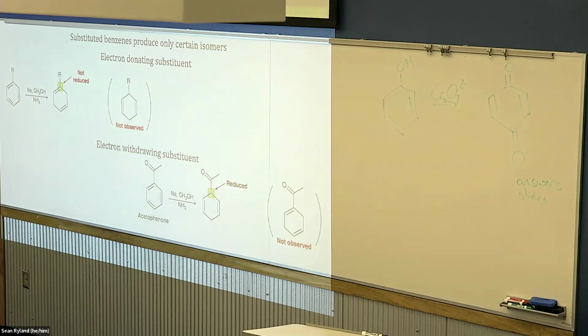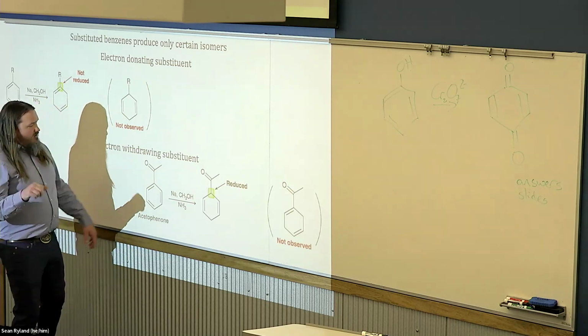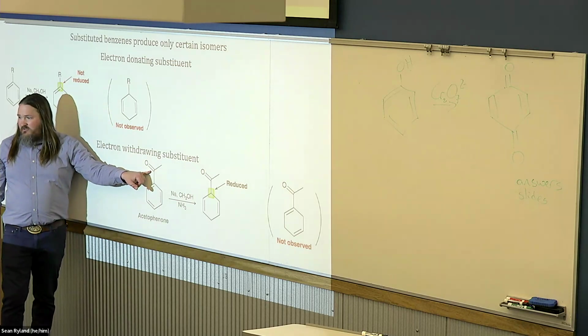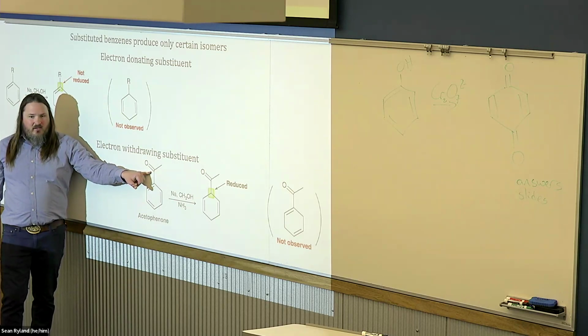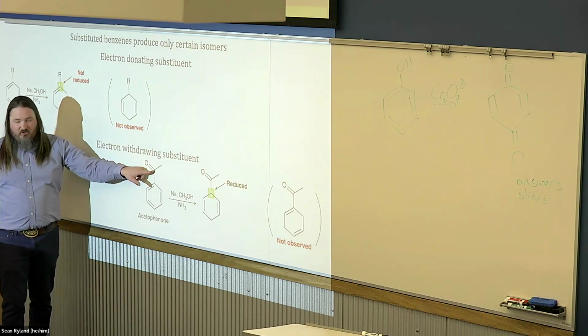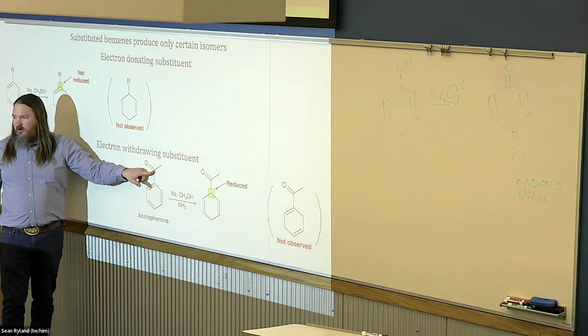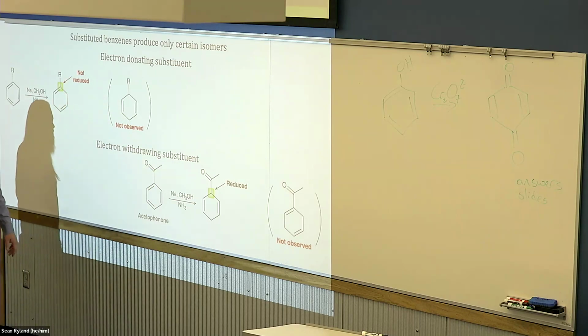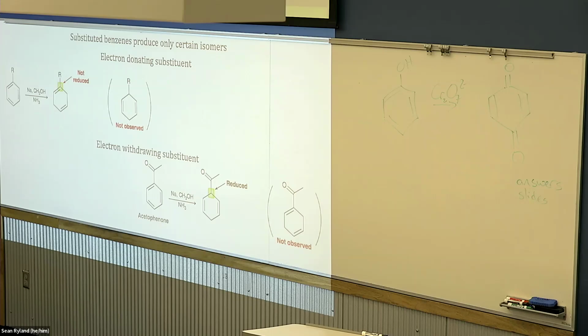Right, and again, electron withdrawing comes down to two things. Either a conjugated pi bond or a really electronegative element. So if you have an oxygen directly attached there or a chlorine or a fluorine. But the most common electron withdrawing groups are going to be conjugated pi bonds.